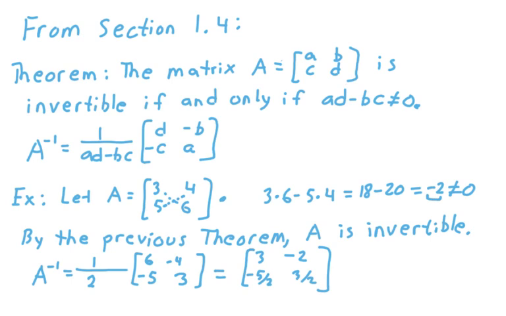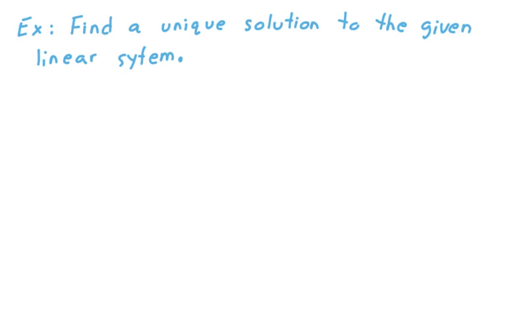Okay, now, let's put this theorem to use. Suppose I ask you to find a unique solution to the given linear system. Now, here's the system. 2x minus 2y equals 4, and x plus 4y equals 4 as well. Now, I want to write this system in matrix form.